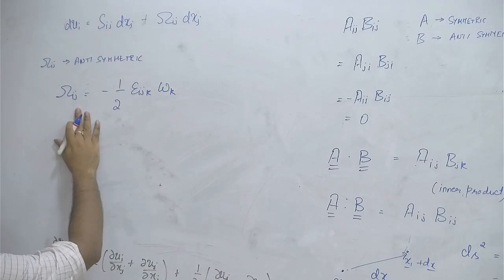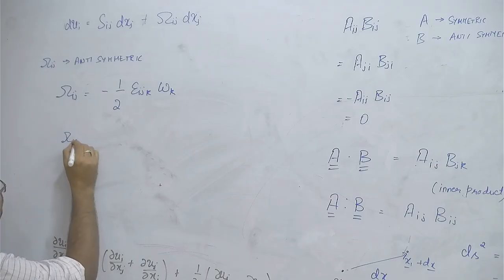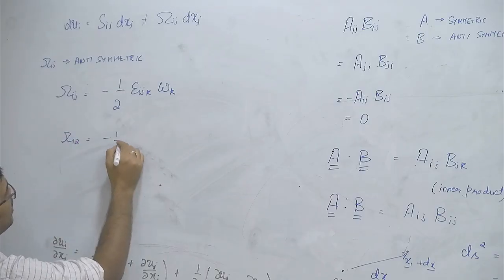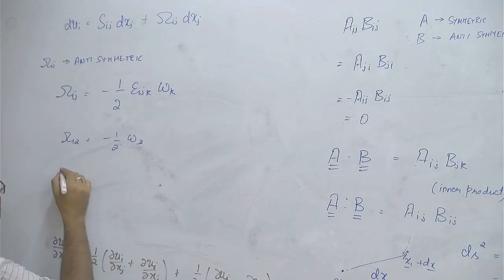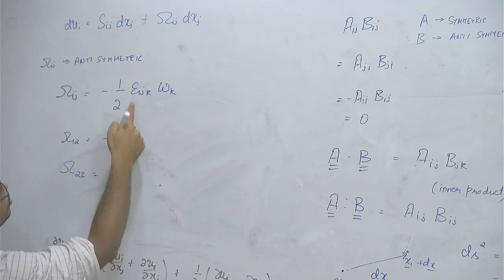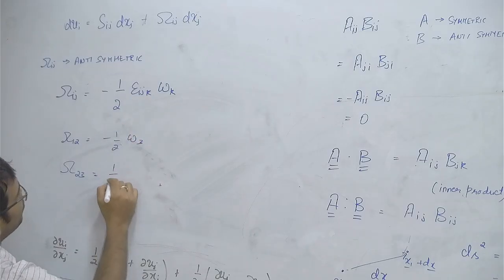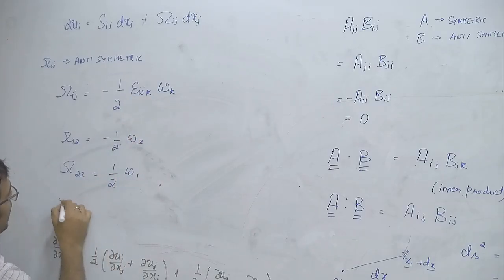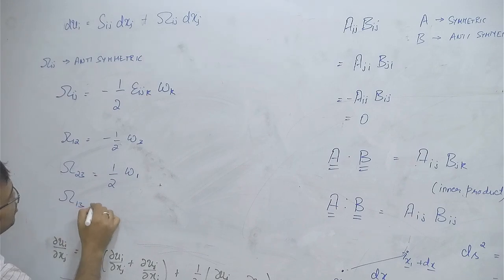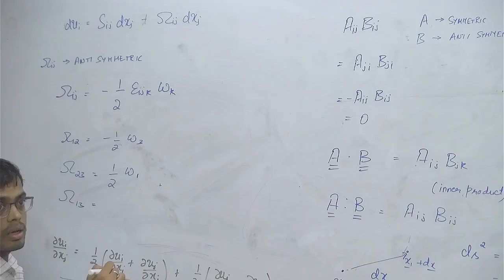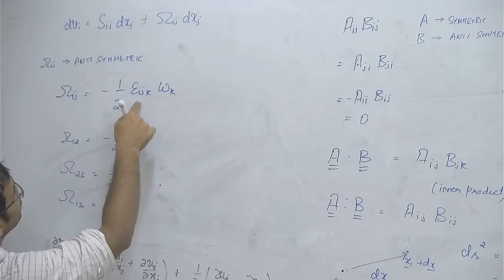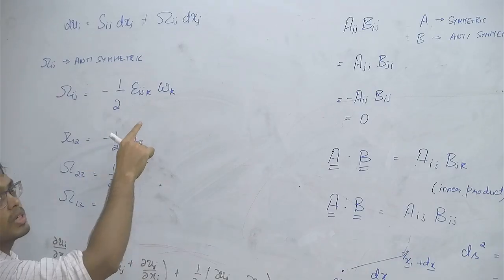Basically what I am saying is omega 1 2 is going to be what, minus half of some omega 3, omega 2 3 is going to be what, half of some omega 1, and omega 1 3 is going to be what, 132. What is epsilon 132?